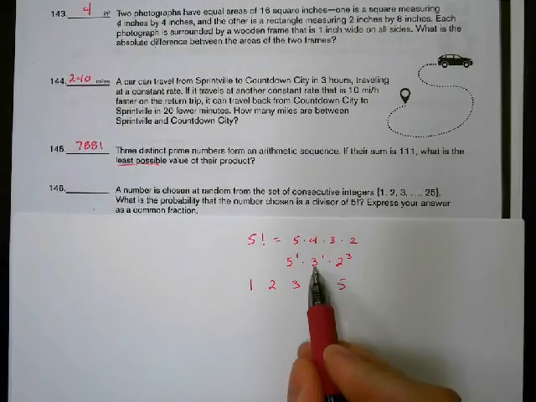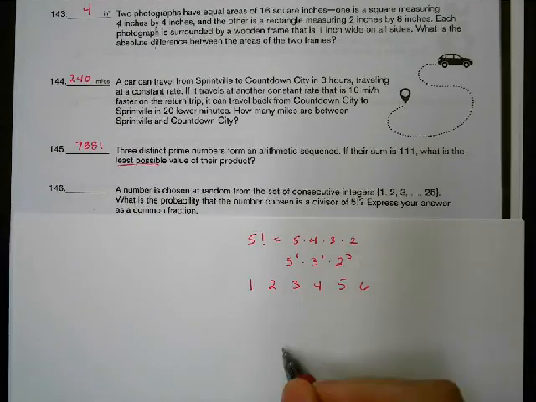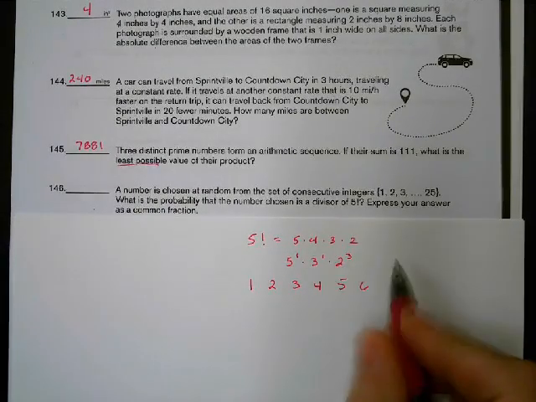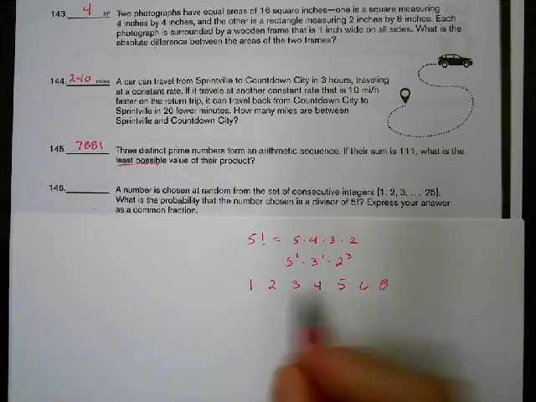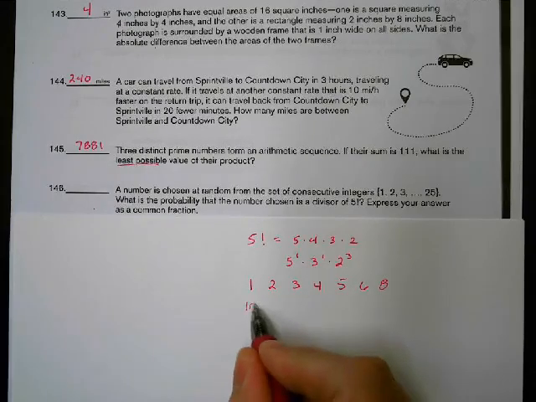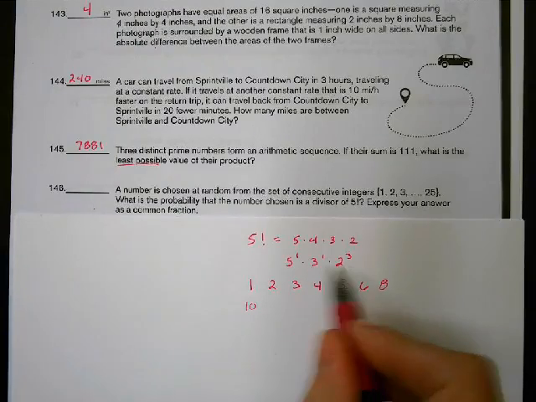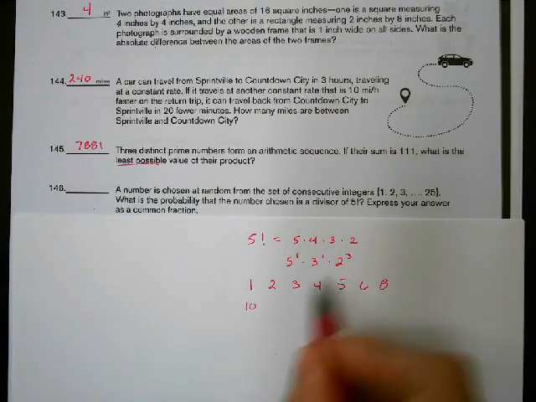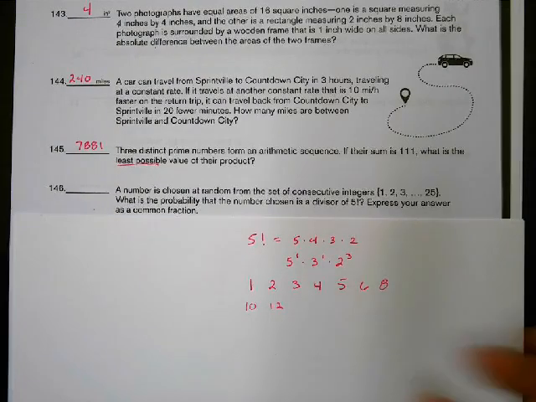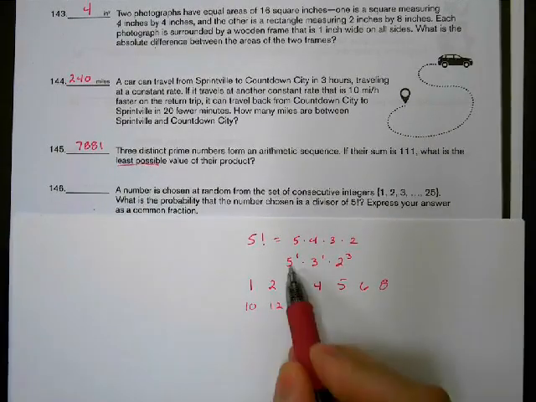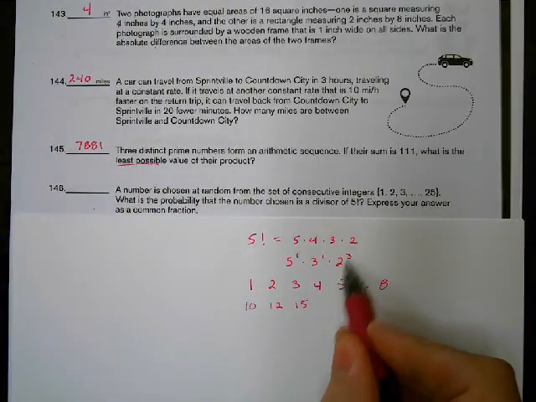Does 7? No, 7 doesn't go in there. Does 8? Yes, 2 to the third is 8. Does 9? No, I only have 1 3. Does 10? Yeah, I have 5 times 2. 10 works. Does 11? No. Does 12? Yes, 3 times 4, because I've got 2 to the third here, so that works. 13, no. 14, there's no 7, so that's not going to work. 15, yes, 5 times 3. 16, no. I only have 2 to the third, that's 8. So 16 is not going to go in there.